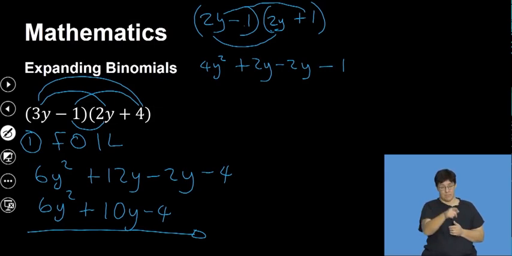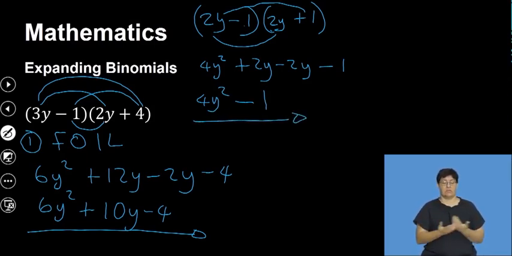Remember, you work out your like terms after doing that, so it will be 4y squared. The 2y minus 2y is going to be 0, so this will all be minus 1, and that will be the final answer that we have. And there isn't really much that you can do from here.